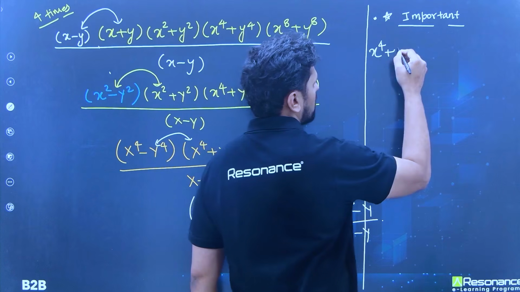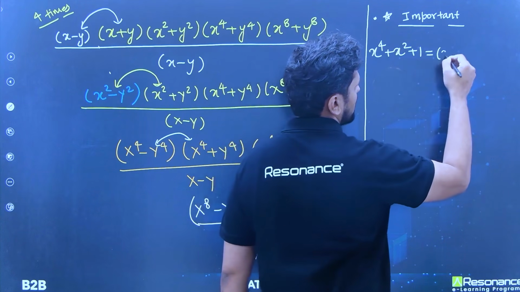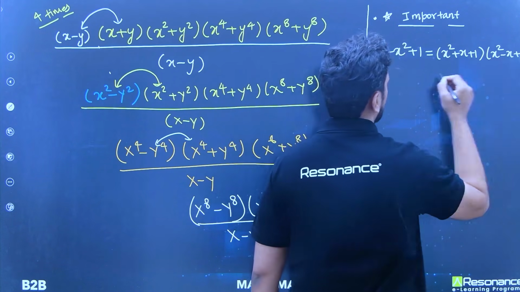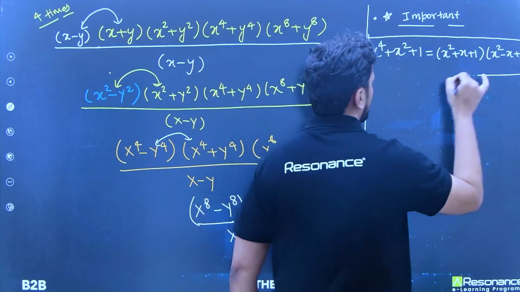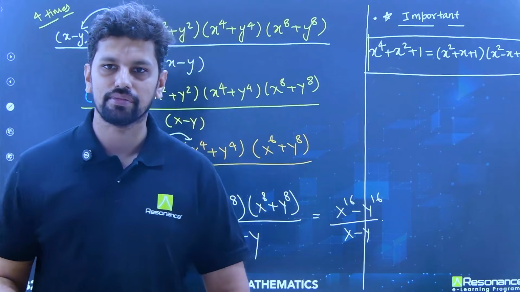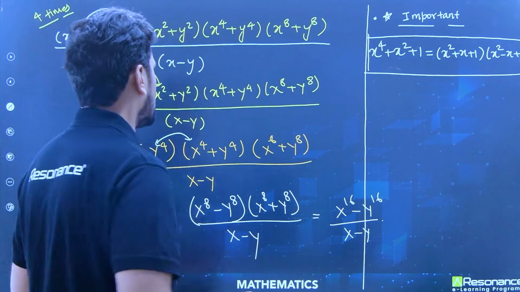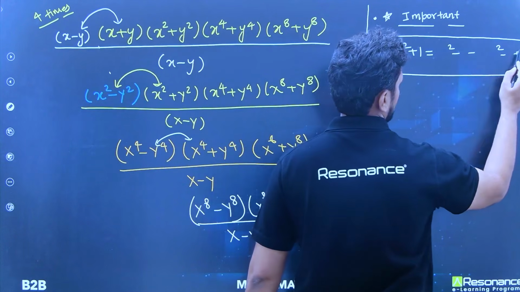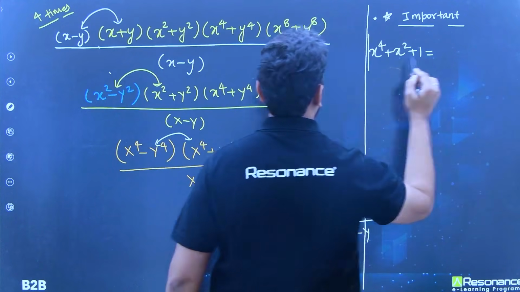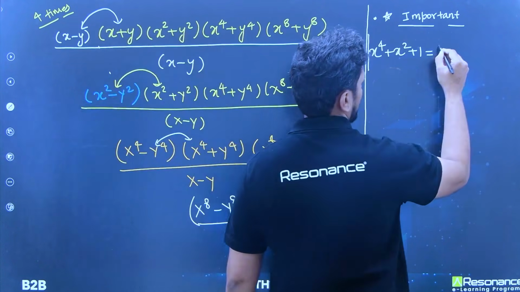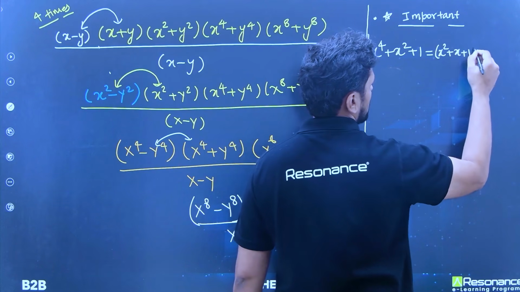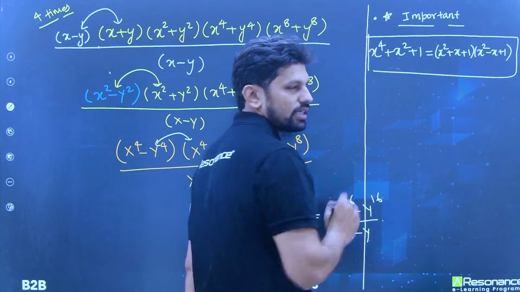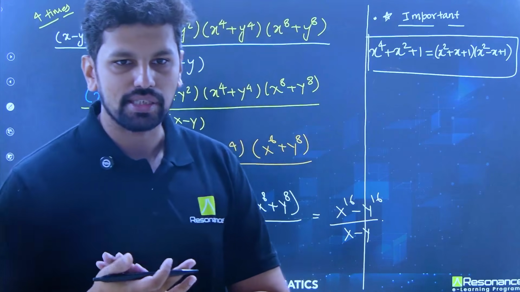x to the power 4 plus x square plus 1. Its factorization is x square plus x plus 1 into x square minus x plus 1. This is a very important factorization and it will be used again and again. Write it again because some part is getting cut. So its value is x square plus x plus 1 into x square minus x plus 1. Remember this thing.